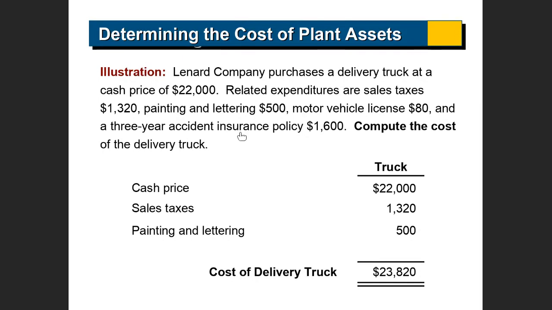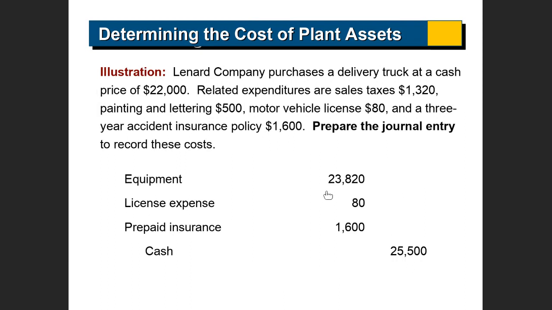A 3-year insurance. This is after the truck is purchased and they're driving the truck, the insurance is for that, right? So this and this license will not be included. So what is included? The sales tax and the painting and lettering, okay? You following? What will be the journal entry for us? We will have the equipment, which is 23,820, which includes this price, this sales tax, and this painting. And then you have expense of license fees, and then prepaid insurance of 1,600, which is for 3 years. Is that clear? Right? You following?